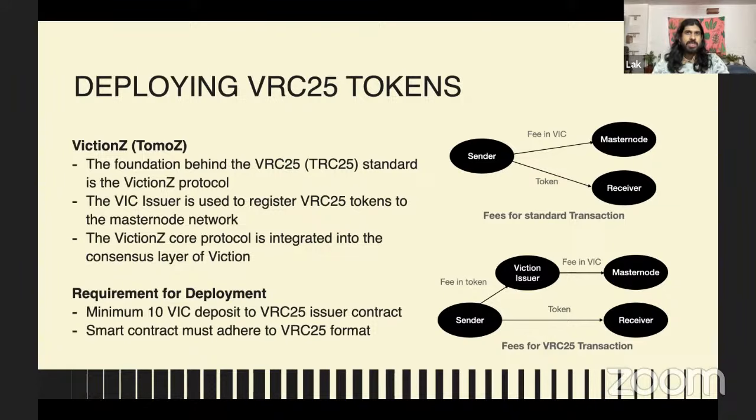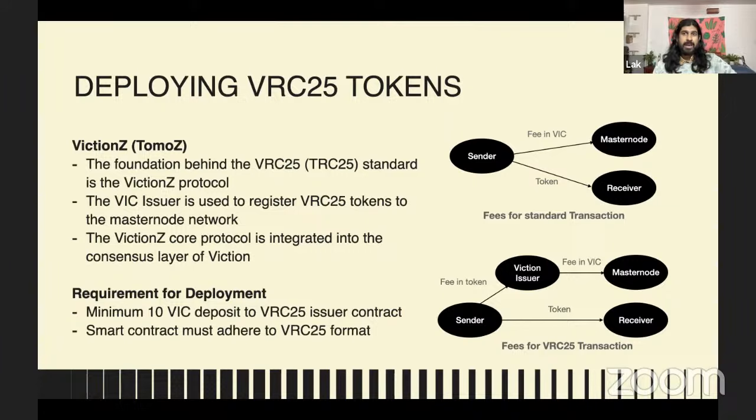The Viction issuer smart contract is a crucial part of the functionality for VRC25. When you're a token issuer, as the project owner, you need to register a VRC25 token to the VIC issuer smart contract. That acknowledges to the masternode network that this token you've created is following the Viction Z protocol. The Viction Z protocol is integrated into the consensus layer of Viction, right? It's not on the application layer, it's on the consensus layer of the network. If a VRC25 token is registered to the VIC issuer contract, all the transactions will follow this protocol.